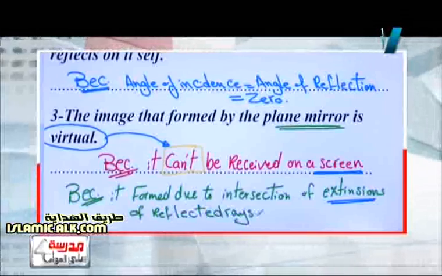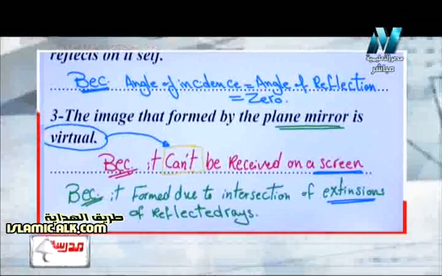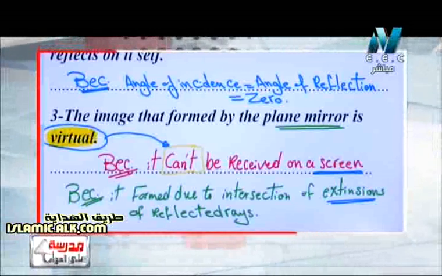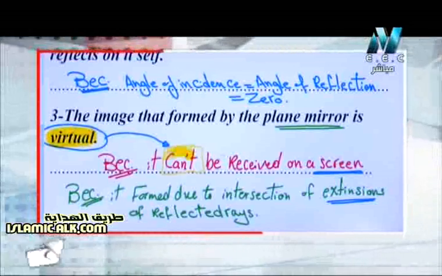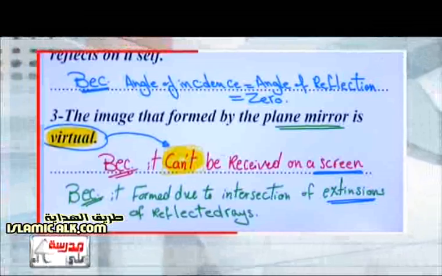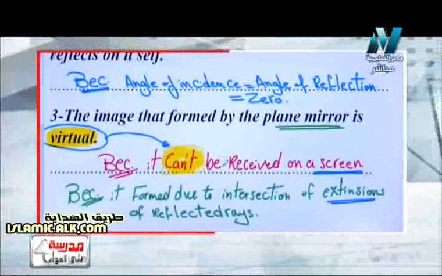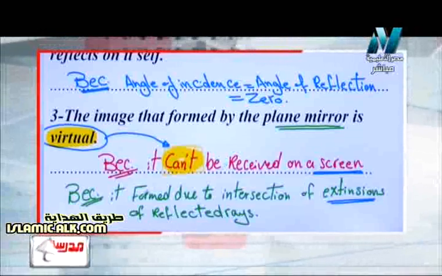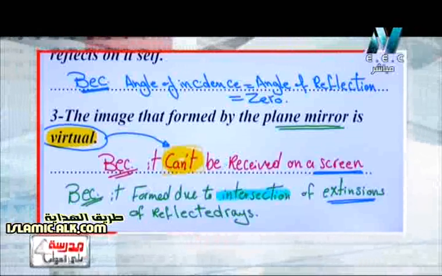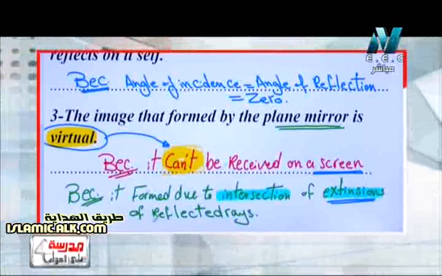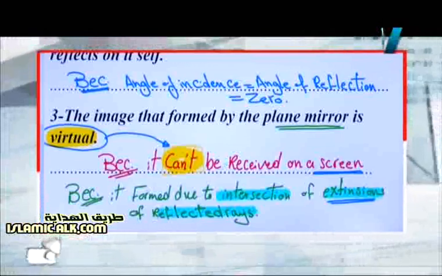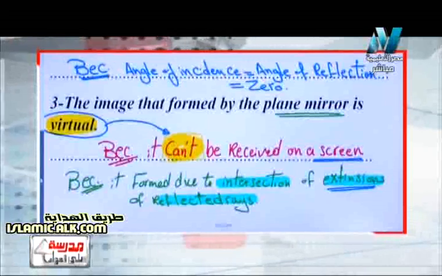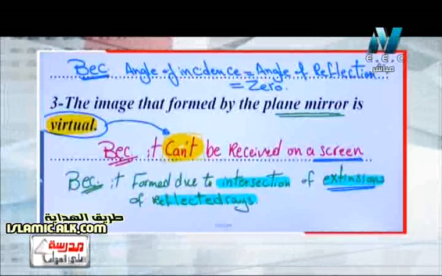أو reflected rays. يبقى if we have give reason for number one, any image we talk about virtual image, we can say because it can't be received on the screen. طب if we have give reason for this image can't be received on the screen because it is formed due to intersection of extensions of reflected rays, of reflected light rays. So here this image can't be received on the screen, so this image is virtual image.